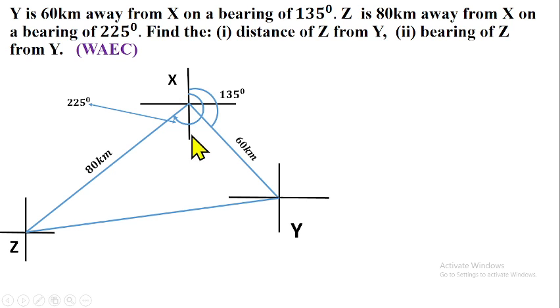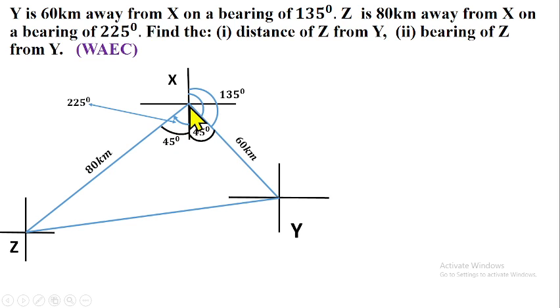If from here to here is 180 and from here to here is 135, so we can get from here to here. So that should give us 180 minus 135, which gives us 45 degrees. We can also get from the left over here as well. We can also get the angle that is here also.